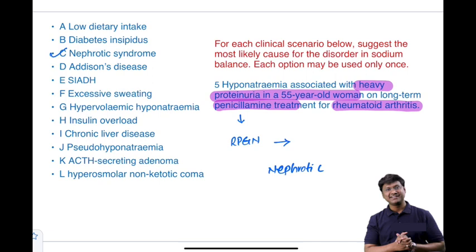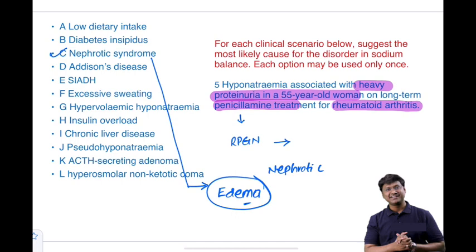So in patients with nephrotic syndrome, there is heavy proteinuria, and along with this there is also hyponatremia. Why is there hyponatremia in this individual? In patients with nephrotic syndrome, there will be edema, in the sense, there will be hypervolemia. This hypervolemia is what causes the hyponatremia. So the hyponatremia you are seeing here is dilutional hyponatremia. It is not true hyponatremia. So the answer is nephrotic syndrome.